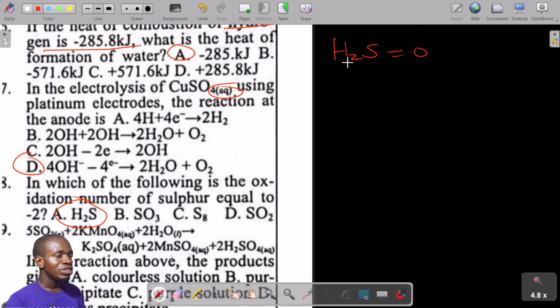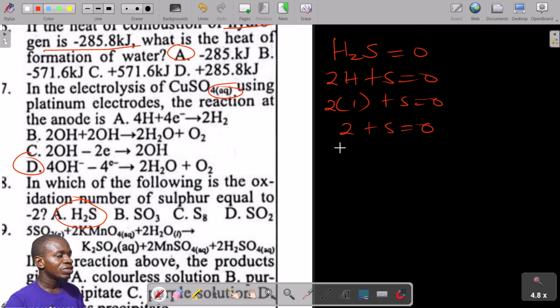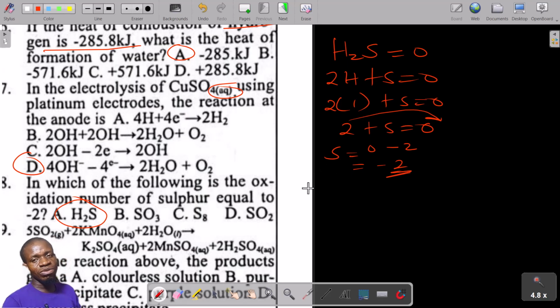So for this hydrogen, which belongs to group 1, I'll say 2 hydrogen plus sulfur is equal to 0. I'll say 2 brackets 1, because hydrogen is under group 1, plus sulfur is equal to 0. So this gives 2 plus S is equal to 0. S is equal to what? Take the 2 to the other side: 0 minus 2, which equals -2. So the correct option is Option A. Okay, now let's move over to the next question.